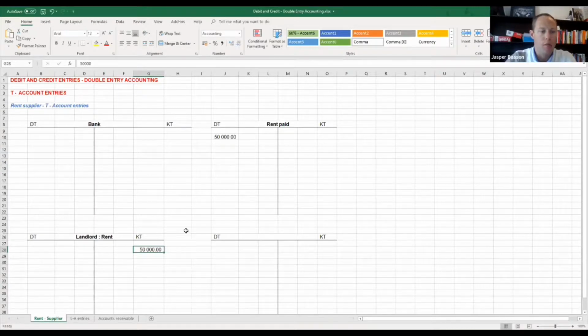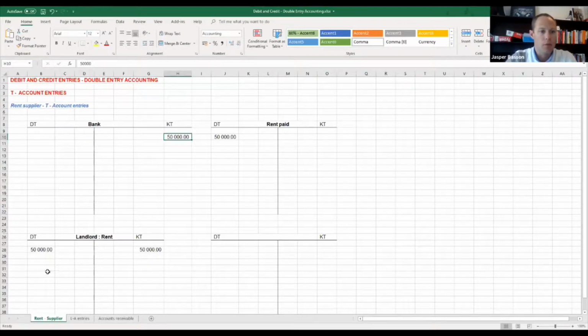Now a few days later you actually pay the landlord or the supplier, and in this case the supplier will decrease on the left hand side, or the debit side, and your bank, which would generally be an asset, would be credited. The entry would be on the right hand side for the bank, because the bank would decrease. So your entry would be a debit for the supplier on the left hand side and a credit in the bank, or on the right hand side, to decrease the bank.